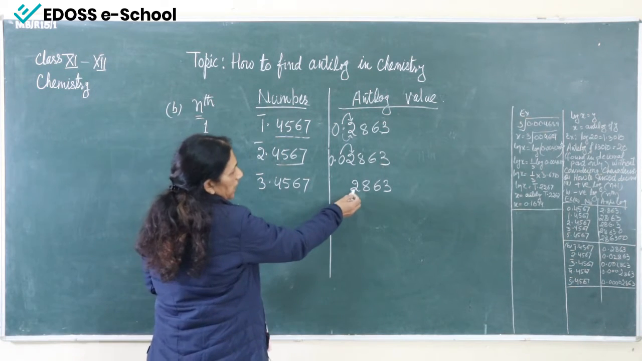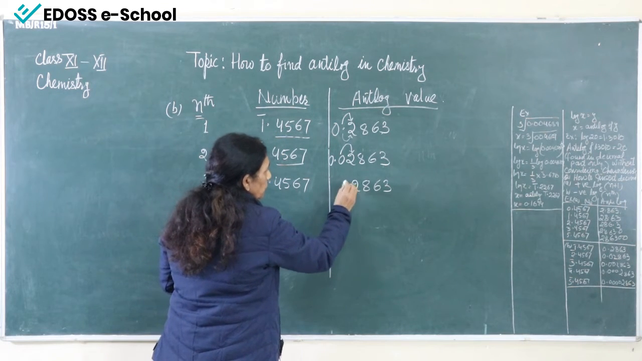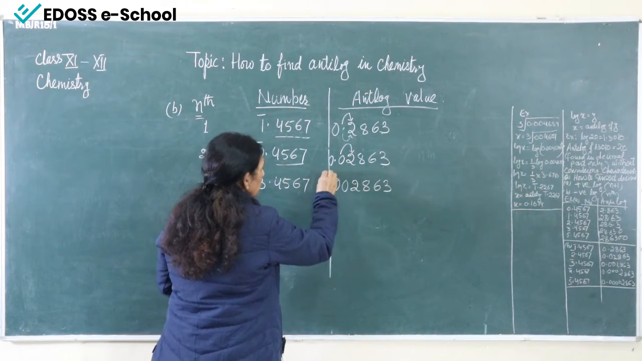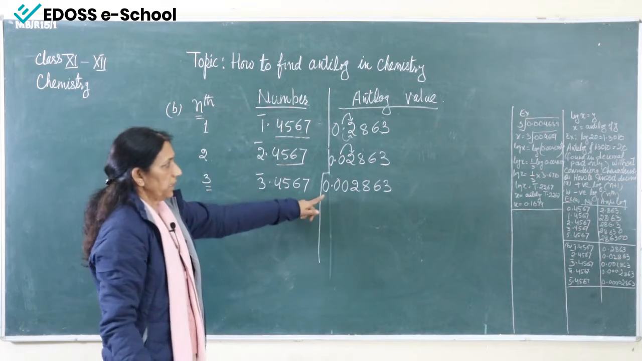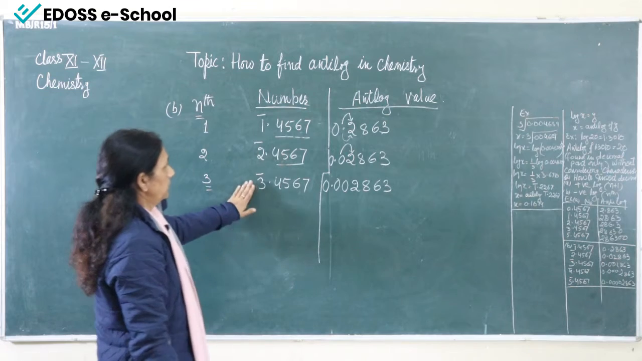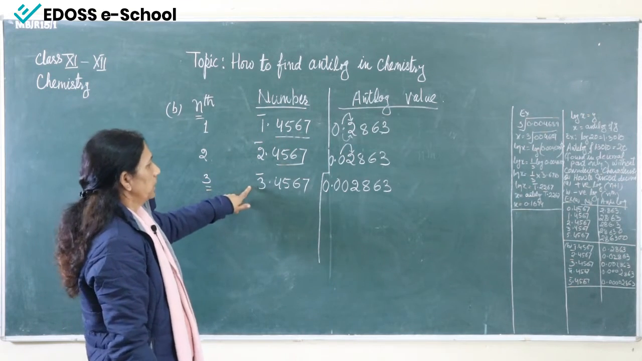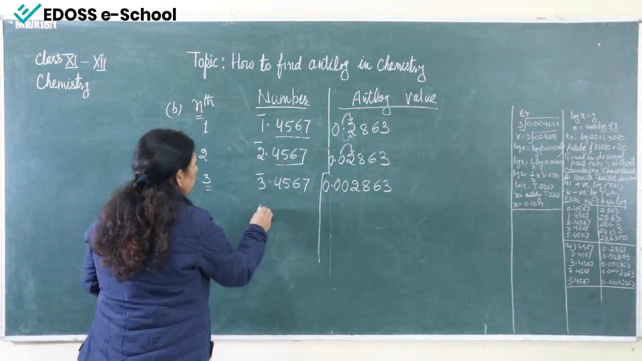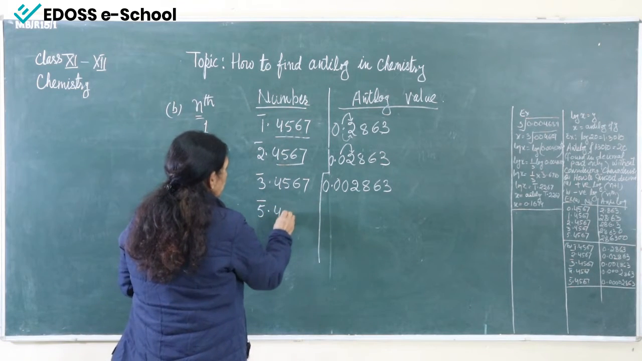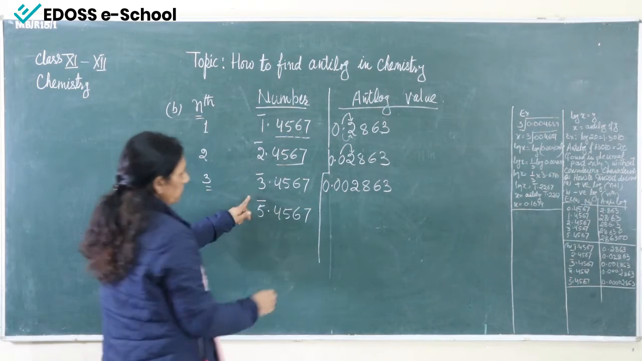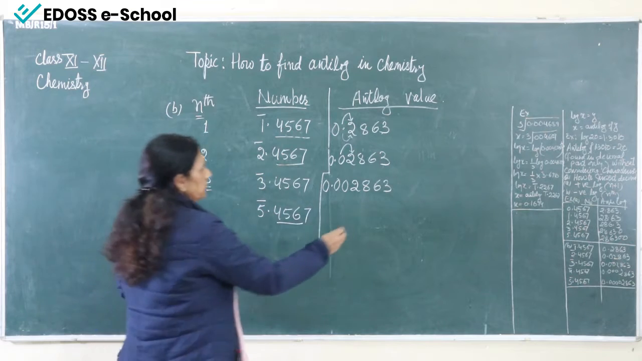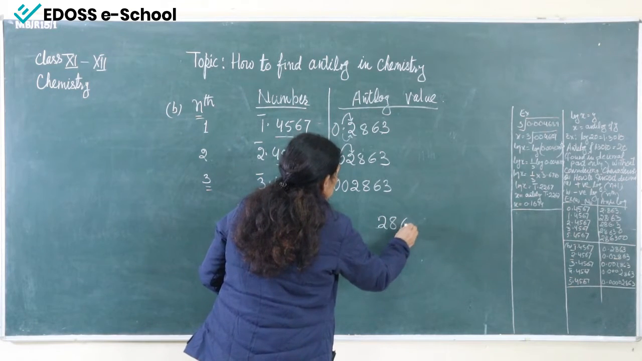So, how? I will count, this is 1, this is 2 and this is 3. So, this way I can say it 0.002863. This will be the value of this. In the same way, now see, if I am taking 5 bar, 4.67. This is the number. Okay. So, this value will remain same. This is 2, 8, 6 and 3.